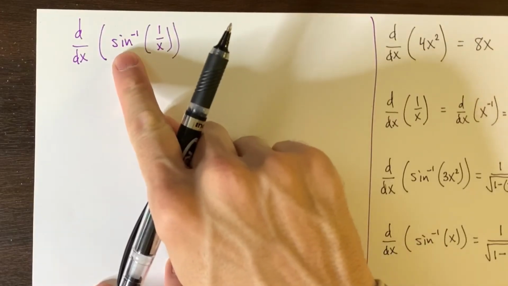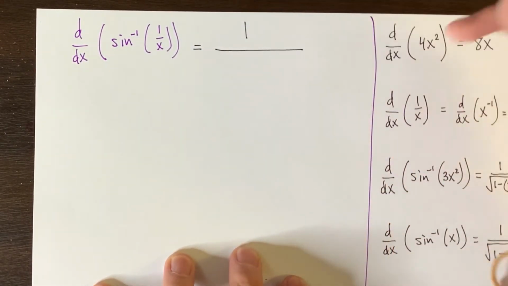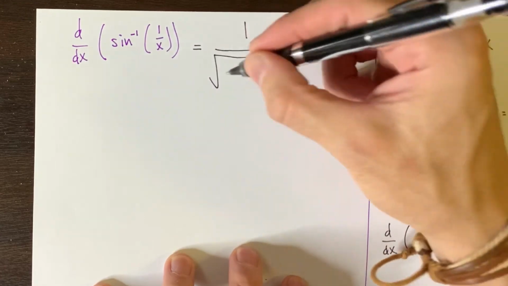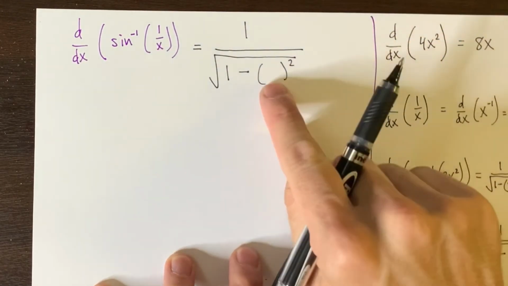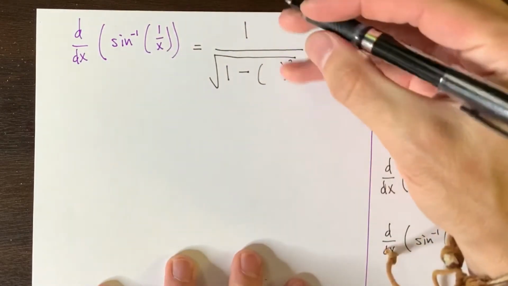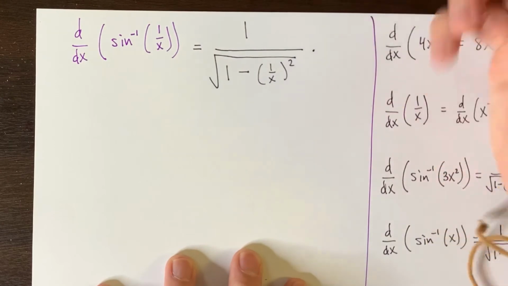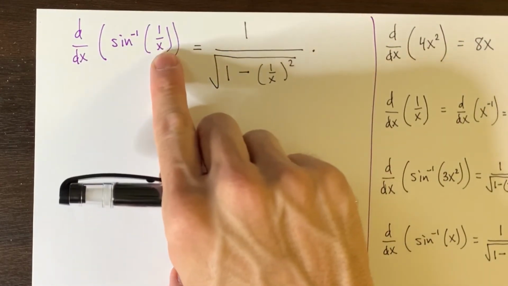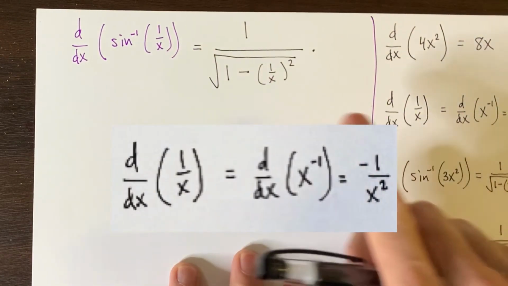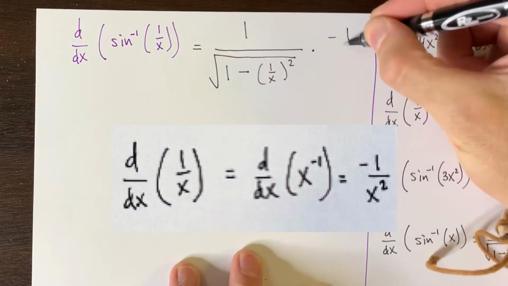So the derivative of sine inverse is going to be 1 over the square root of 1 minus stuff squared, where the stuff is the original stuff. Always. It's a direct copy and paste. Now I multiply by the derivative of this. Well, what exactly is the derivative of 1 over x? I think we did that back here. The derivative of 1 over x is negative 1 over x squared.